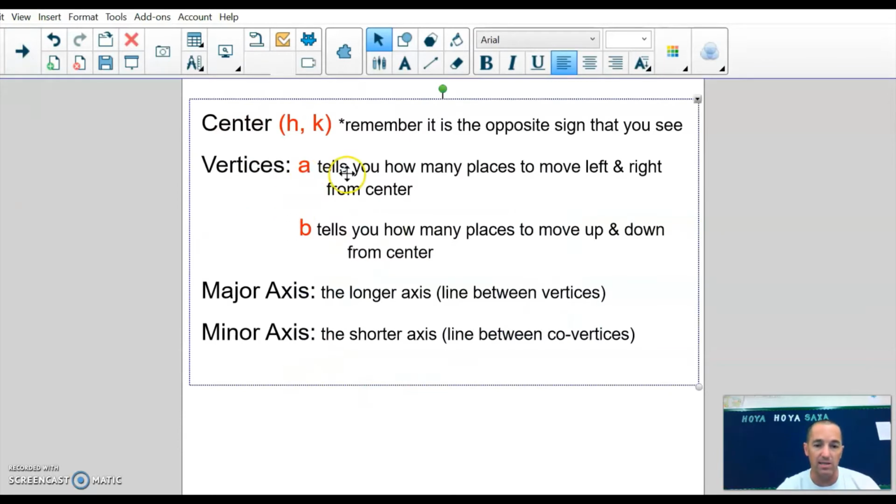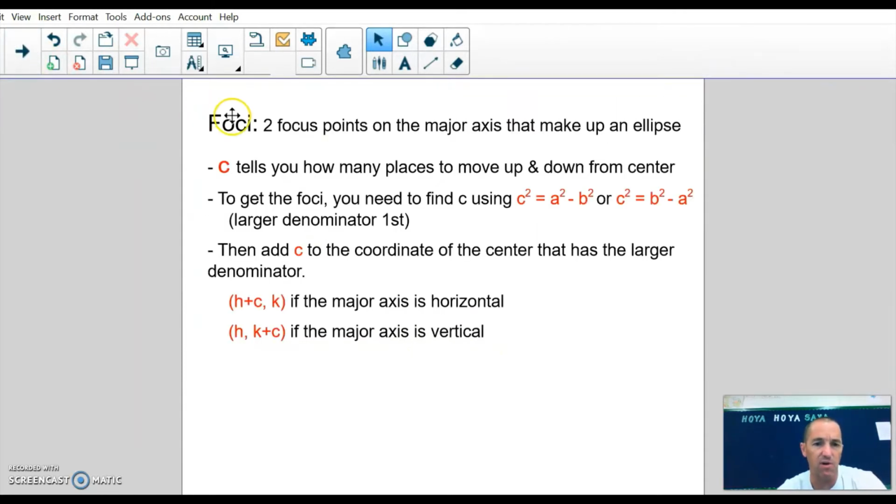And so what a does is it tells you how many places to move, or what's under the x is what tells you to move left or right from the center, and then the b, which is the variable that's underneath the y, will tell you how to move up and down from the center. The center was created just like you create a center for a circle. It was the h and k. Please remember to change those signs as you go to plot that value. The major axis is always going to be the larger distance between the vertices, and the minor axis is going to be the shorter version between the co-vertices. The focal points are going to be a little bit more complicated, so we'll get back to the focal points as we get into graphing.